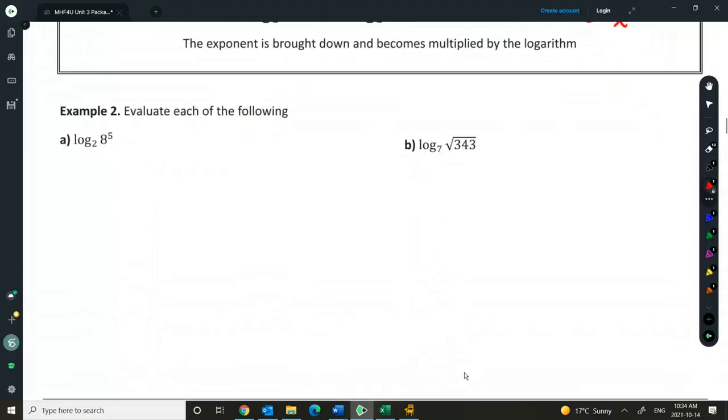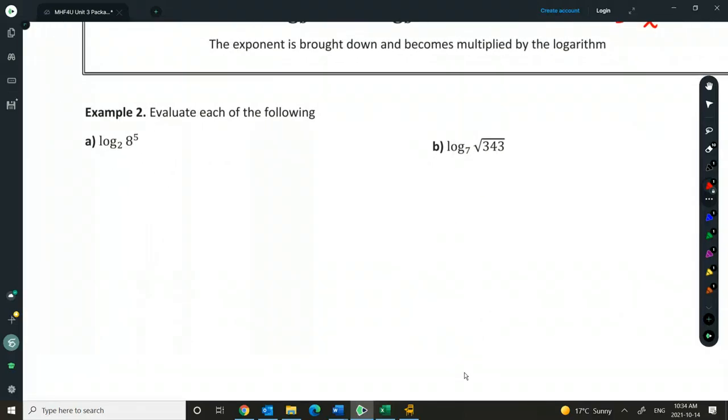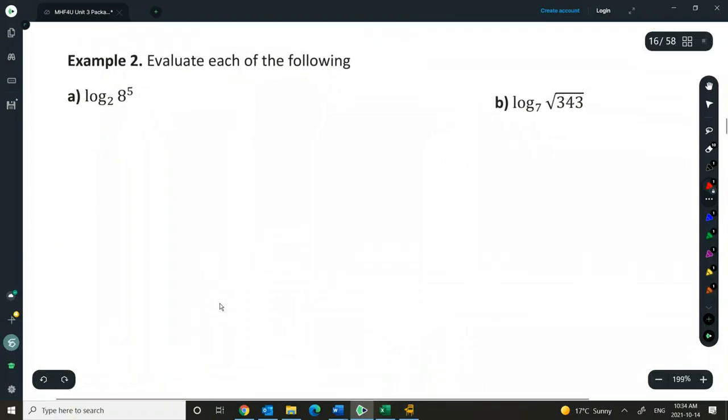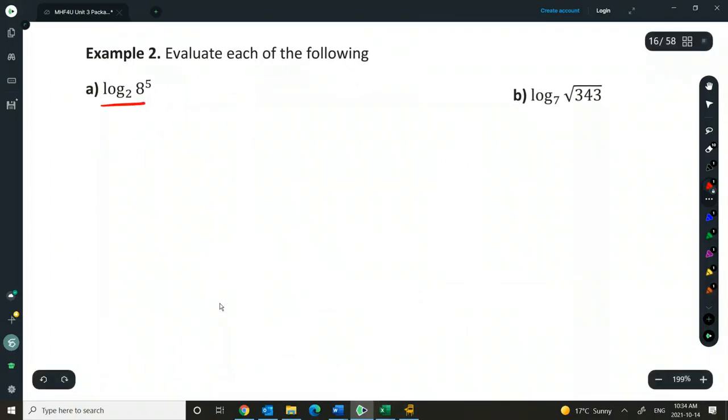So if I were to go and evaluate this, rather than doing 8 to the 5 in my calculator, I'm going to use power rule, which says that instead of doing the exponent part, if I have the log of any base to an exponent, I can actually take that exponent and parachute it down and write it as a multiple, right? So we're going to bring it down, write it as a multiple. Okay, this is power rule.